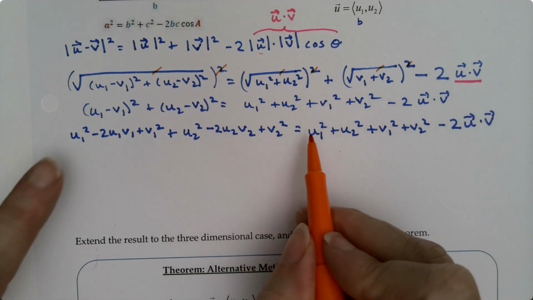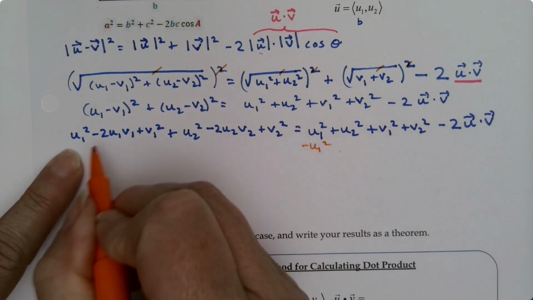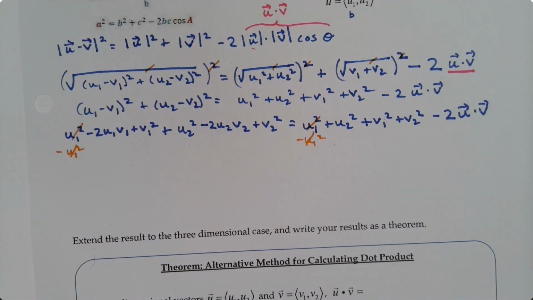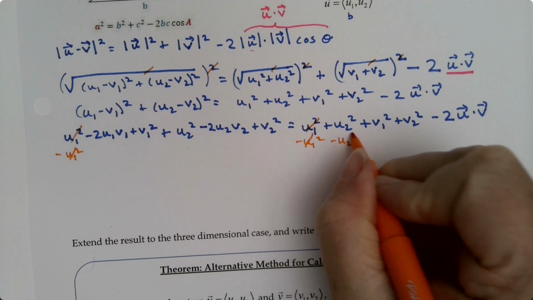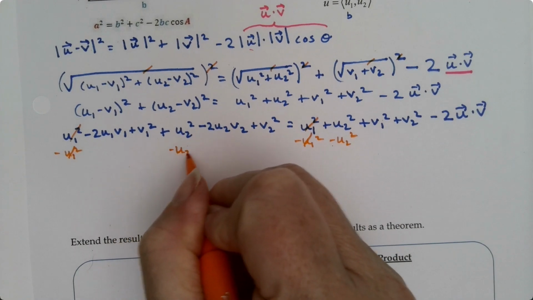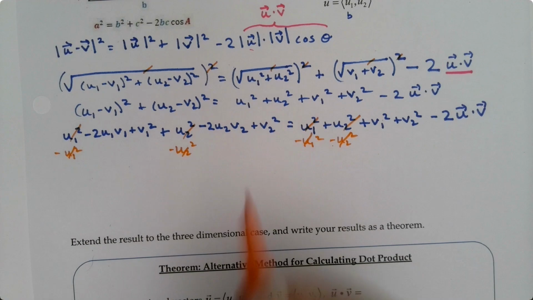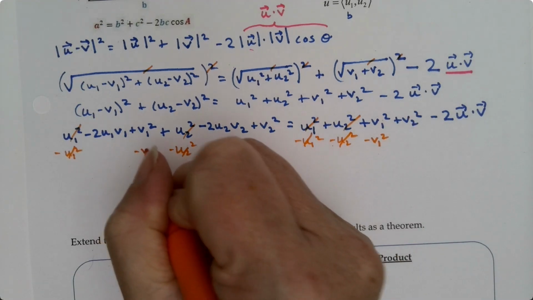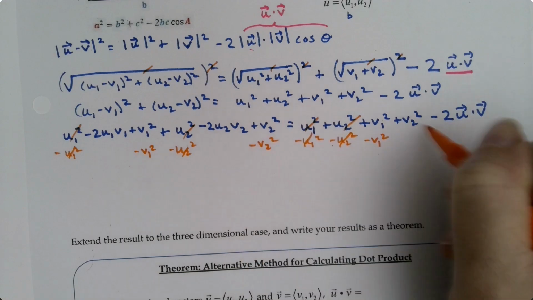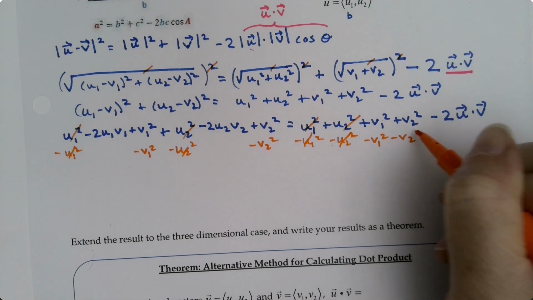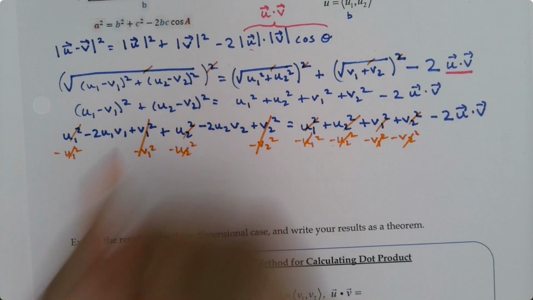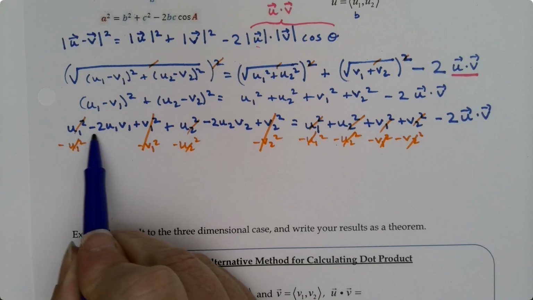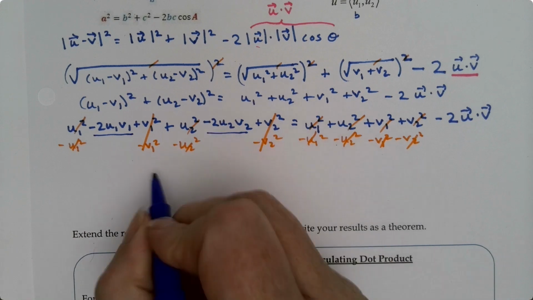Yes, but realize both sides have a u1 squared. So you can subtract u1 squared from both sides and it's gone. Both sides have a u2 squared. So you can subtract u2 squared, gone. Both sides have a v1 squared. Both sides have a v2 squared. So you can subtract those pieces, gone, gone, gone. So the only thing left is minus 2u1v1 minus 2u2v2.